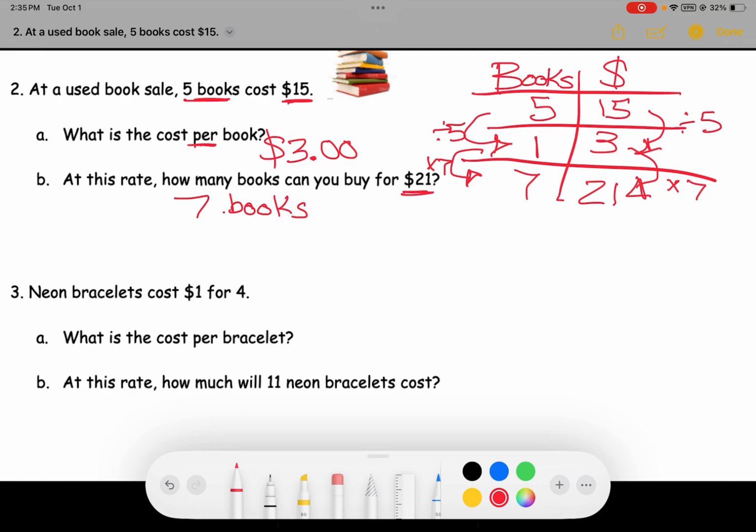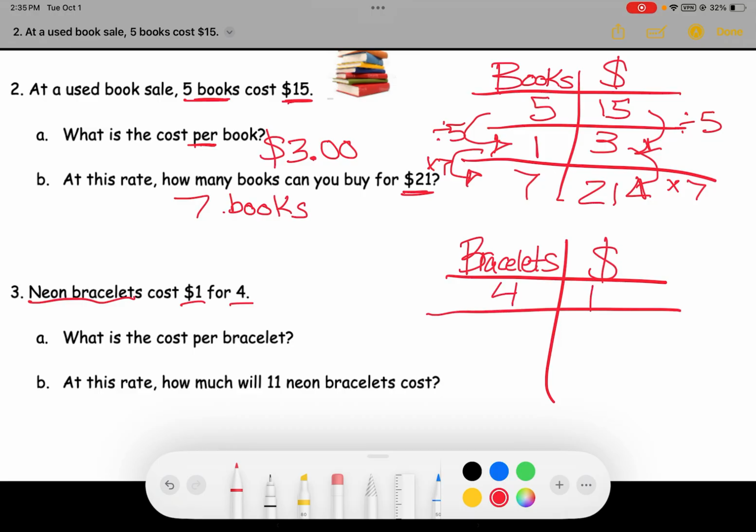Okay, last one. Neon bracelets cost $1 for 4 of them. Okay, so we're going to say bracelets and money. So we know 4 bracelets cost $1, so this is pretty cheap. What is the cost per bracelet? Per bracelet means 1. 4 divided by 4 is 1, so we're going to divide 1 by 4. So if you know what 1 divided by 4 is already as a decimal, great, I'll just show you long division if you're not sure.